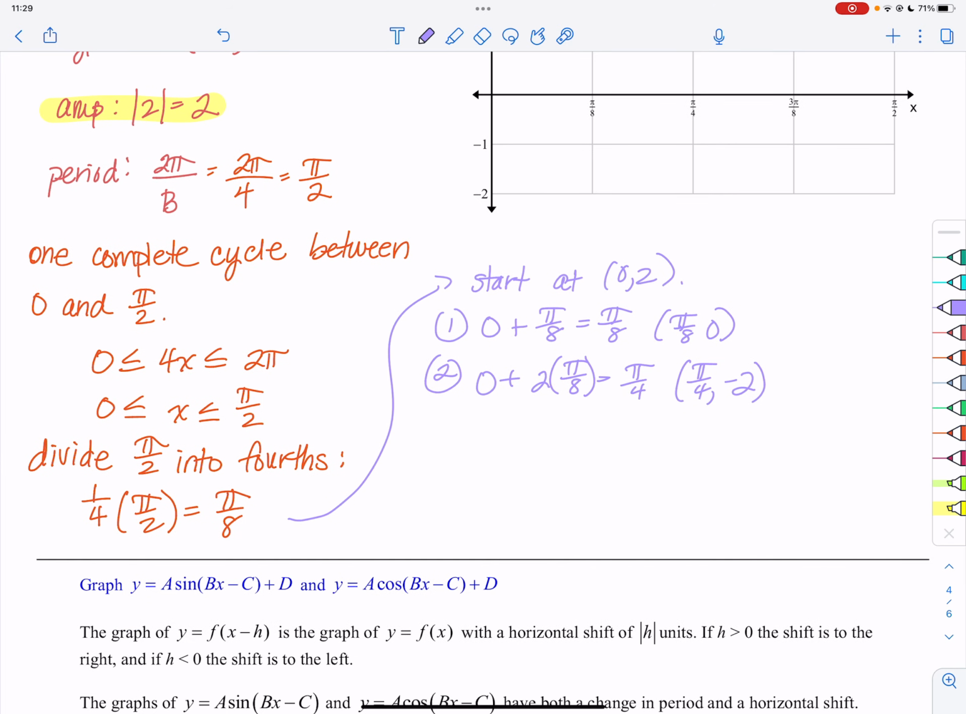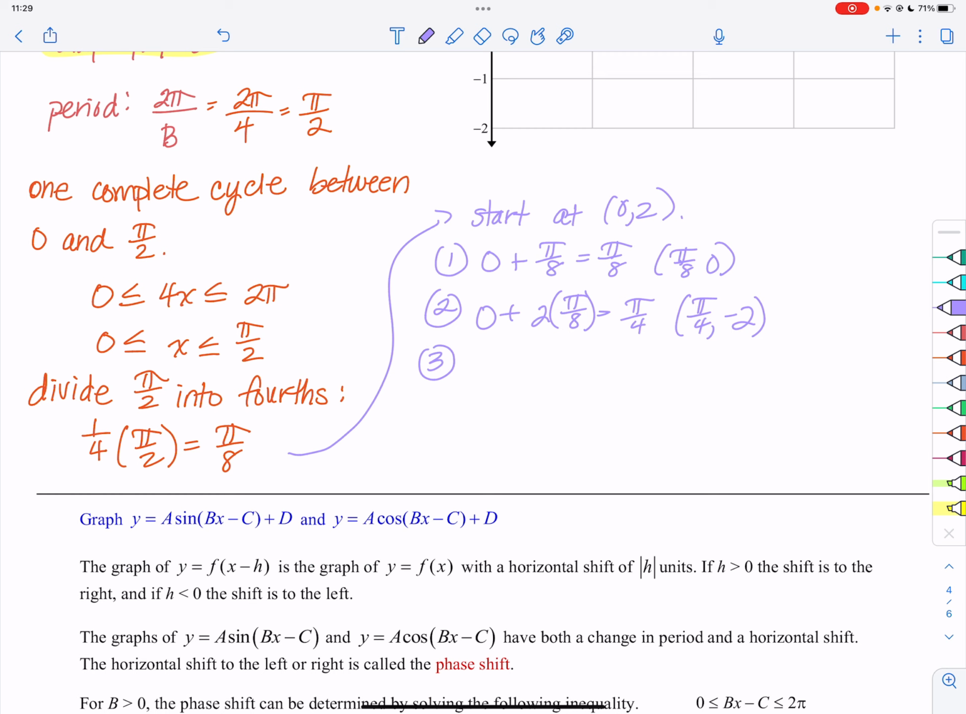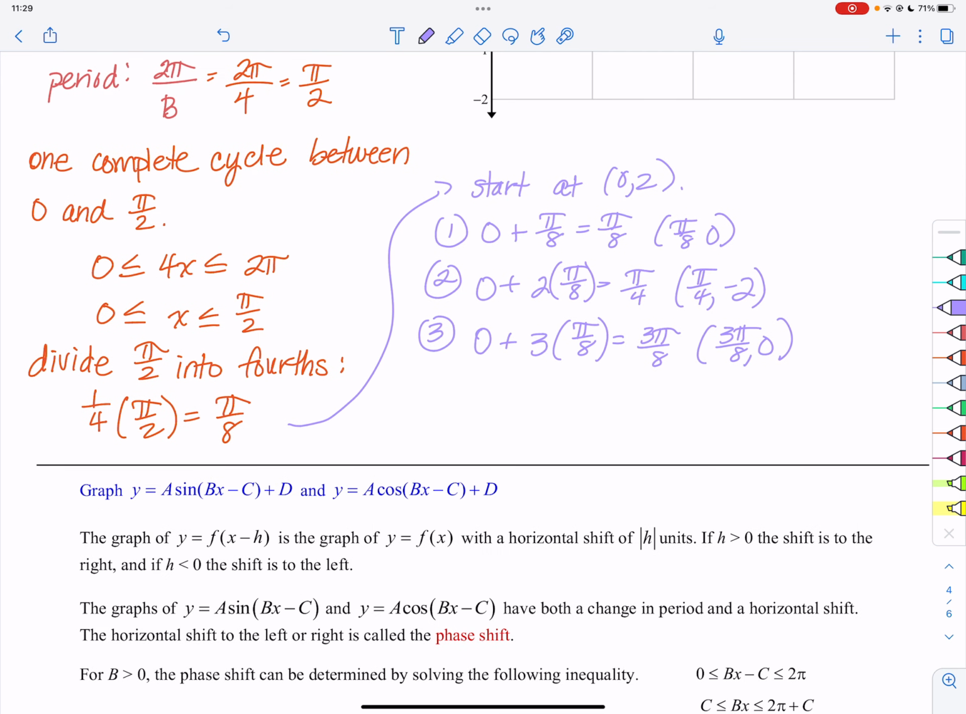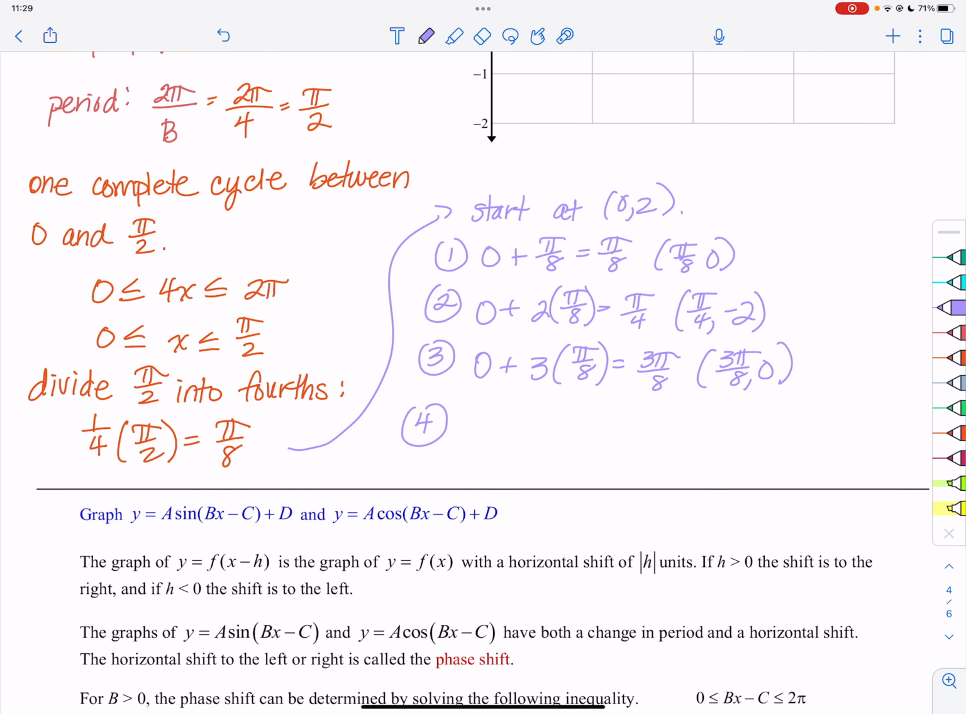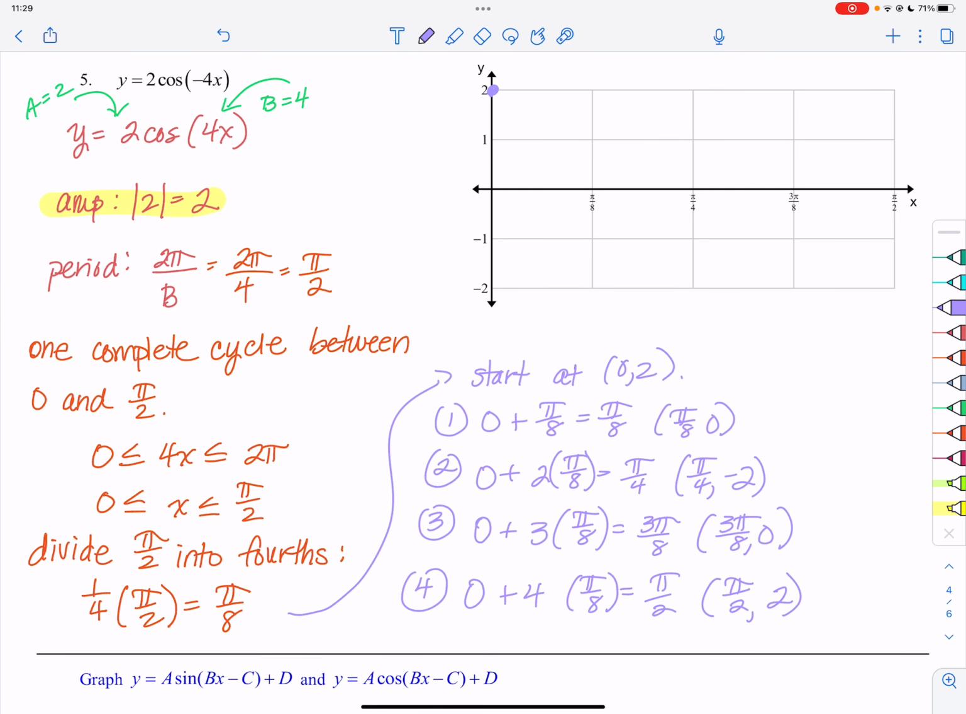Okay? And then the third step, we'll have 0 plus 3 times pi over 8, and that will give us 3 pi over 8, and we'll have 3 pi over 8, 0. And then our last step would be 0 plus 4 times pi over 8. So we've walked 4 pi over 8s. That gives us pi over 2, and we'll be at pi over 2, 2, because of that amplitude of 2.